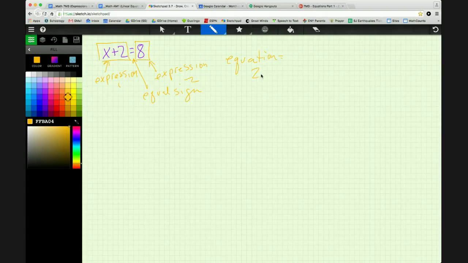An equation is two expressions separated by an equal sign. All right, so given that, we're going to talk about how we solve an equation. And so let's look at this.